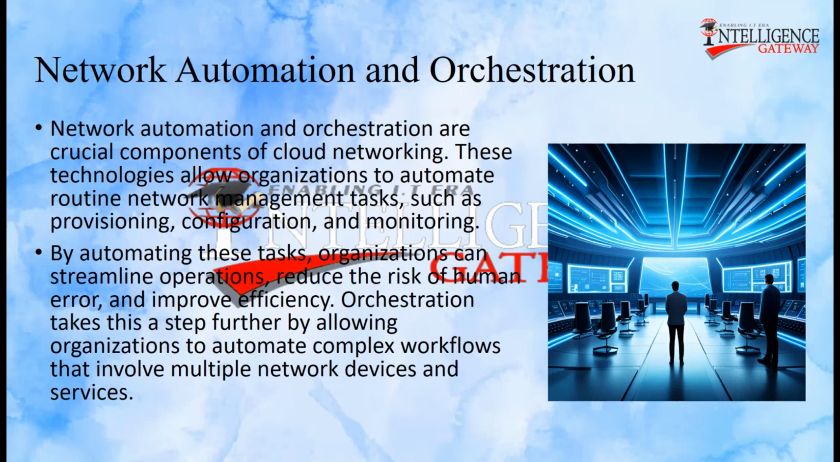Network automation and orchestration. Network automation and orchestration are crucial components of cloud networking. These technologies allow organizations to automate routine network management tasks, such as provisioning, configuration, and monitoring. By automating these tasks, organizations can streamline operations, reduce the risk of human error, and improve efficiency. Orchestration takes this a step further by allowing organizations to automate complex workflows that involve multiple network devices and services.